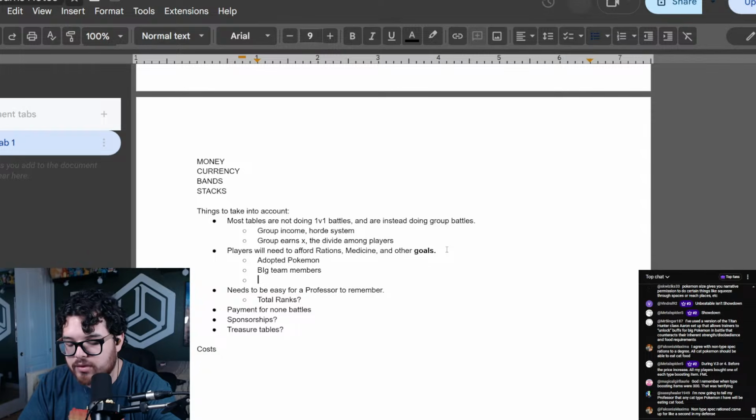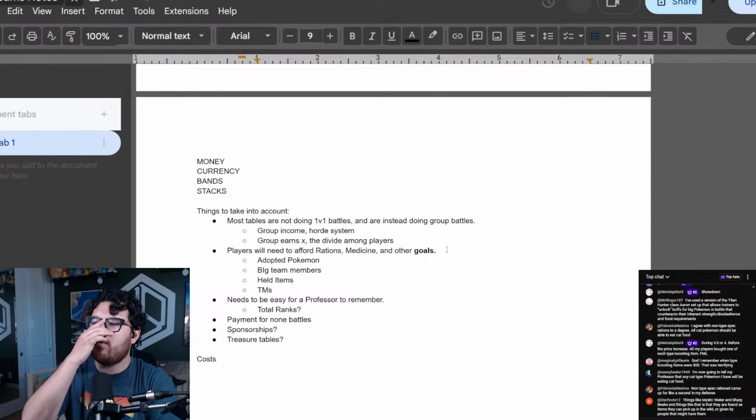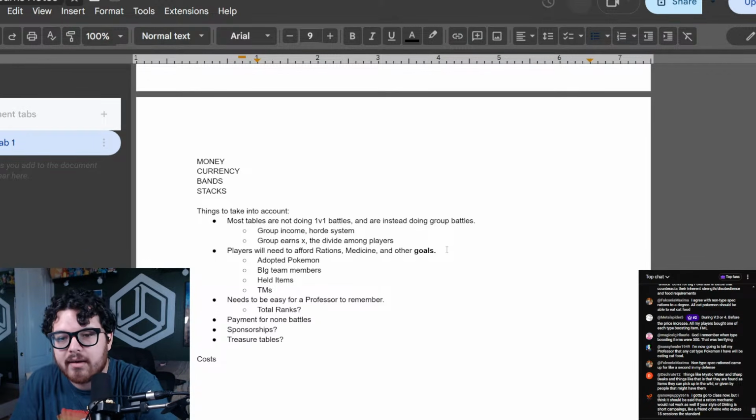I think goals include held items. I think goals include TMs, right? Like you want all these things, but I think that's part of the system, is the money.